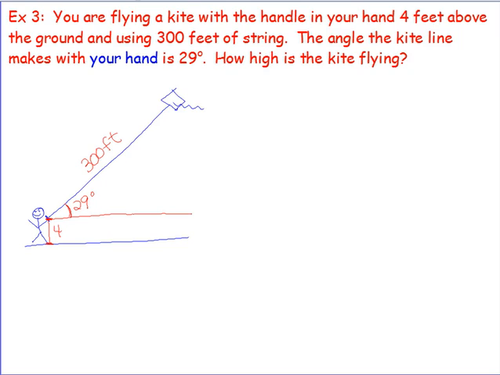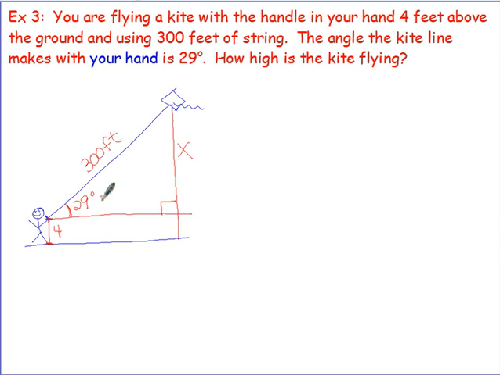The question is, how high is the kite flying? So we want to know, how high above the ground are we? So we're going to go straight down from there. So the triangle that you guys see is right here. We are trying to find out how high it is. So we want X to be right there. The tricky part, this 4 is going to be important later. Let's focus on the triangle first.